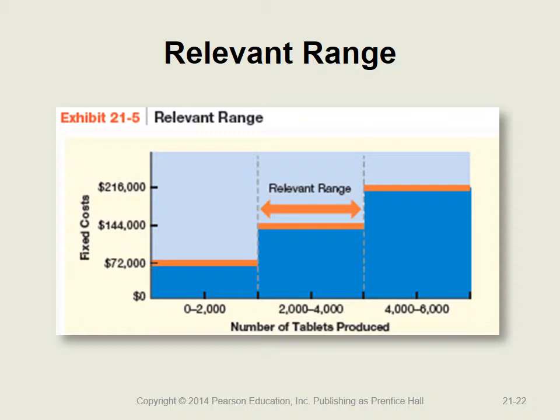For example, Smart Touch Learning may lease cars for sales representatives to use when making sales calls. The amount of the lease is the same each month, $500. Therefore, relative to the number of tablets produced, the cost is fixed. Increasing or decreasing the number of tablets produced does not change the total amount of the lease.